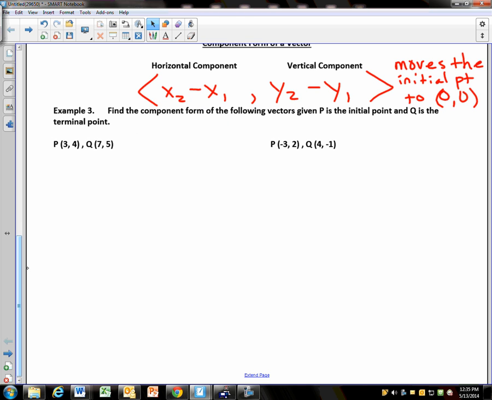So, for example, find the component form of the following vectors given P is the initial point and Q is the terminal point. P is the initial point, 3, 4, Q is 7, 5. You don't have to draw a graph every time you do this. I just want to show you what's happening so you understand why we're doing what we're doing.